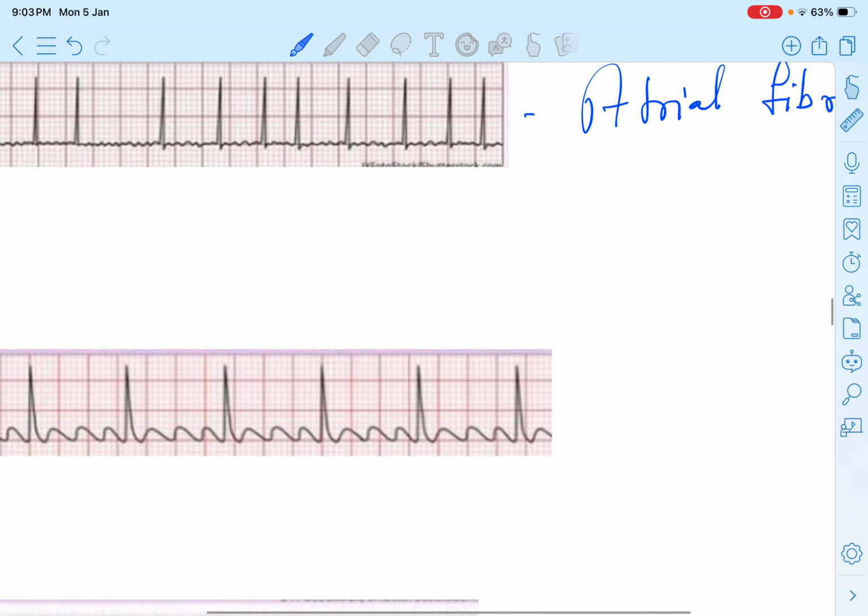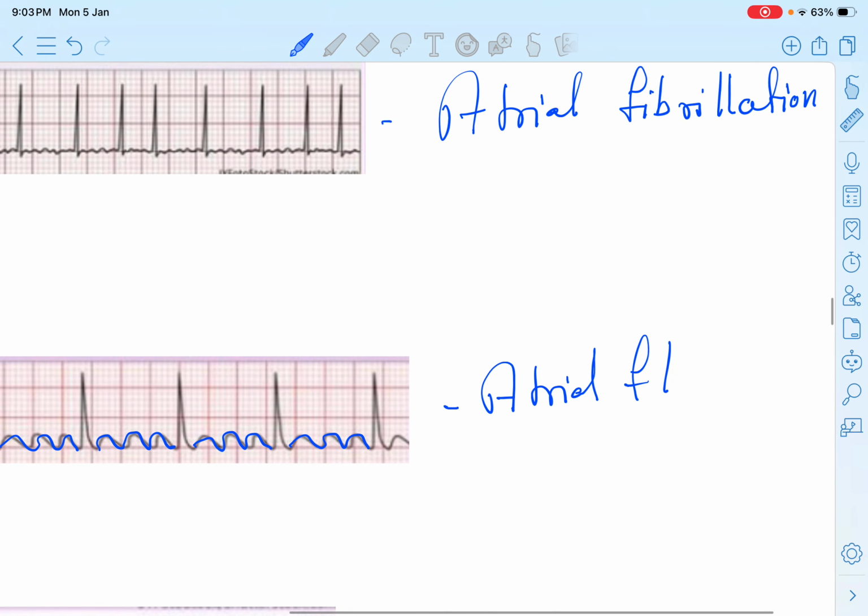Now, what you notice here? So, tooth appearance. If you notice a small tooth-like structure in the waveform, that is called atrial flutter.